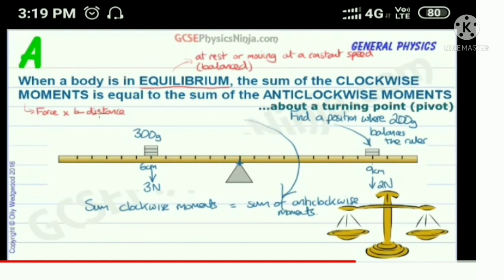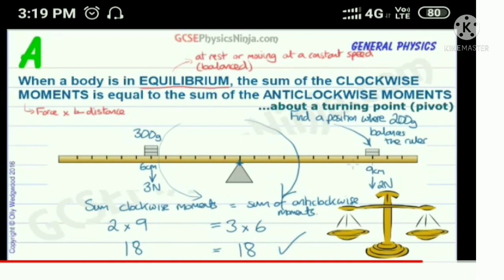Force into distance. Force is 2 Newton, into the distance, 9 centimeter. It is equal to the sum of the anti-clockwise moments. So this is the anti-clockwise direction, and the force is 3 Newton, into the distance, 6 centimeters. So 2 nines are 18, and here 3 sixes are 18. So both sides it is equal. The sum of the clockwise moments is equal to the sum of the anti-clockwise moments. Both sides we are getting the equal answer.